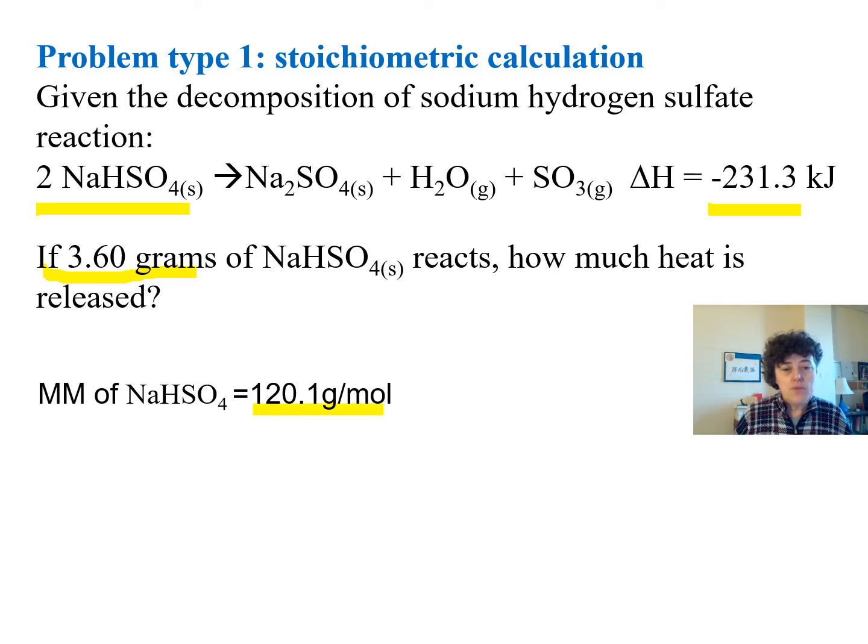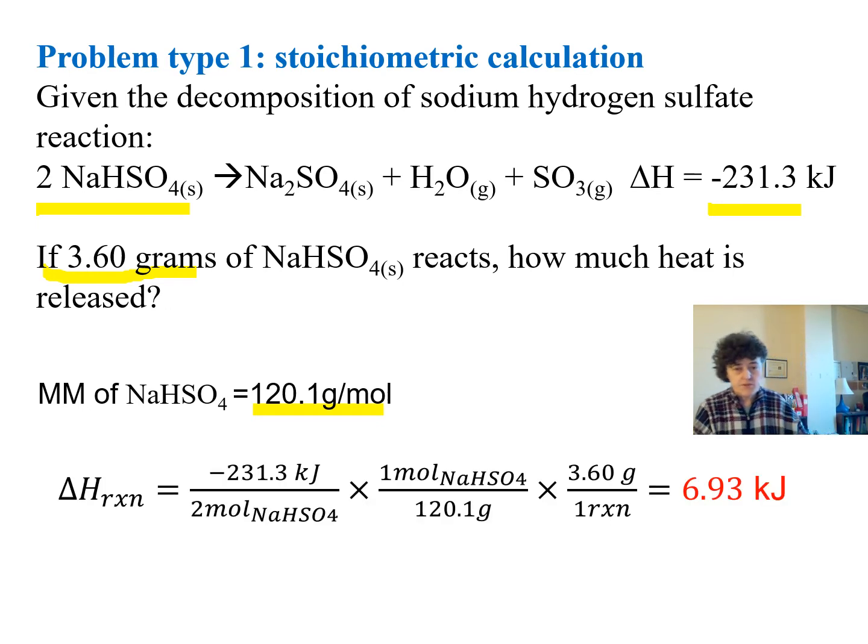Now we can do an eyeballing, an expectation of what we should get. We have 3.6 grams. If we had 360, that would be exactly 3 times the molar mass. So we know we would have 3 moles. We have 100 times less, so we have 0.03 moles. So this number should be divided by 100 times 3, so we should get about 6.9, something like that, kilojoules, if it makes sense. So let's proceed and put together our conversion factors.